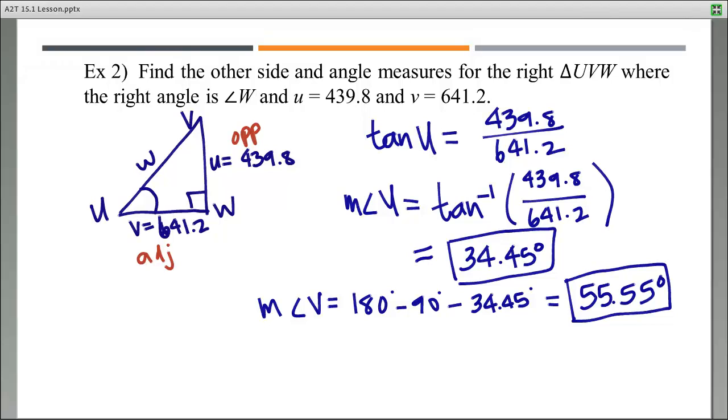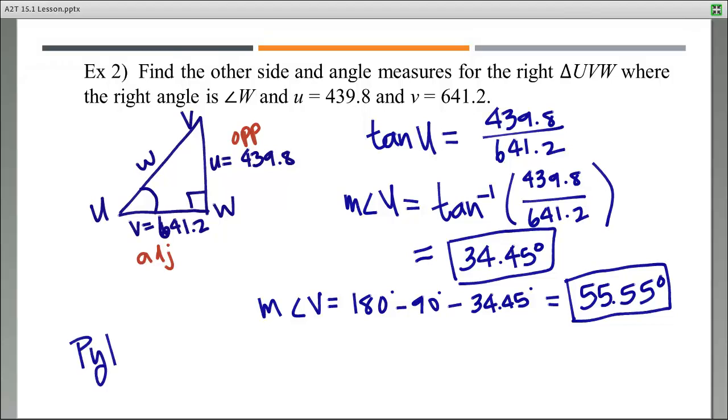All right, so we found angle U, we found angle V, we just need to find side W. And so here's the deal. You could use SOHCAHTOA to find W, but the problem with that is that you're not going to be as accurate because we rounded, right? We used our calculators to find angle U and angle V. And so it's not going to be as accurate as if we use the given information. The information they gave us was side U and side V. And this is a right triangle. So W is your hypotenuse.